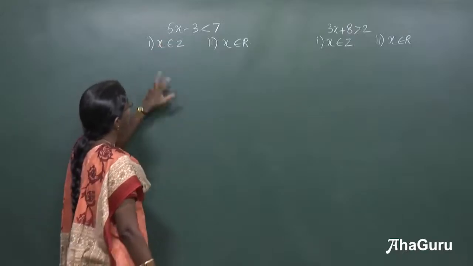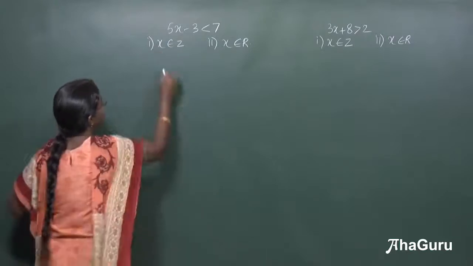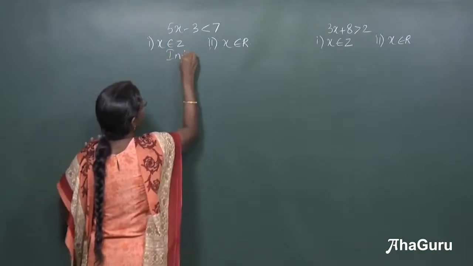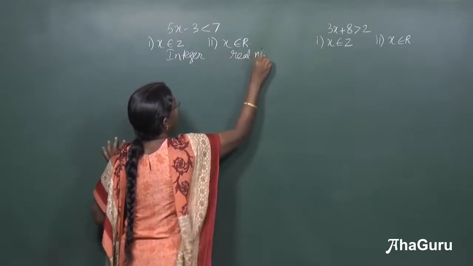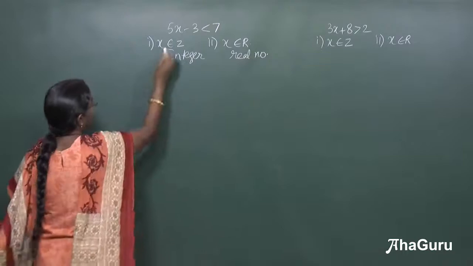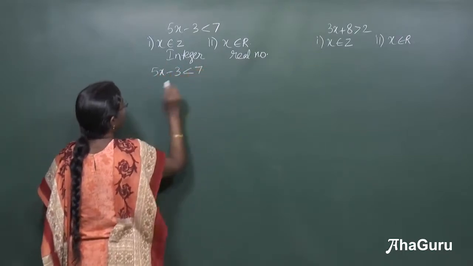The inequality to be solved is 5x minus 3 less than 7. In the first case, we have to solve it when x is an integer. In the second case, we have to find the solution when x is a real number. First we will solve the inequality, then go to the two parts.